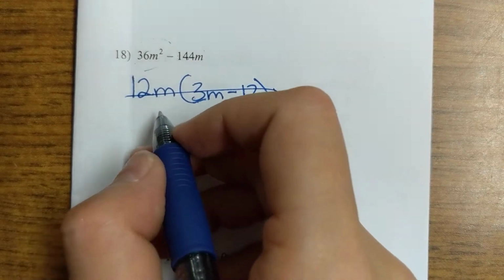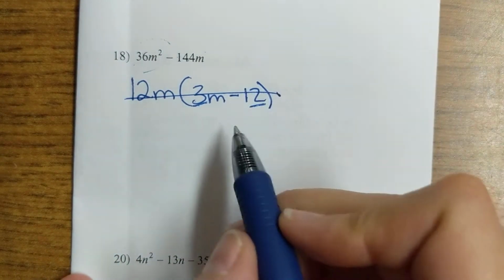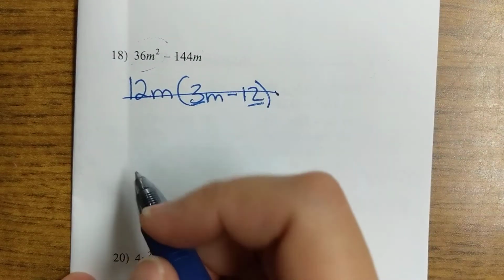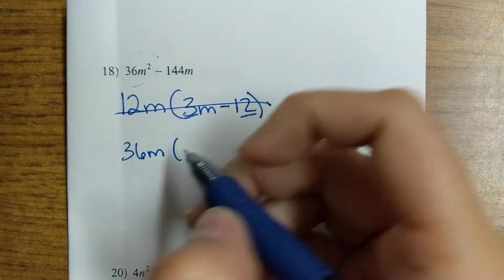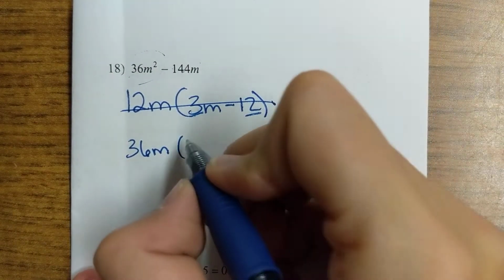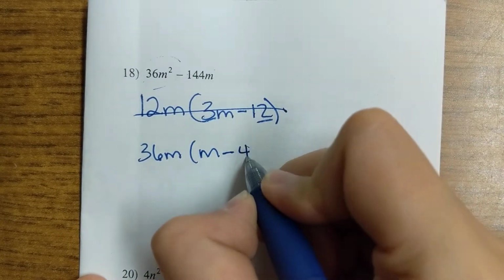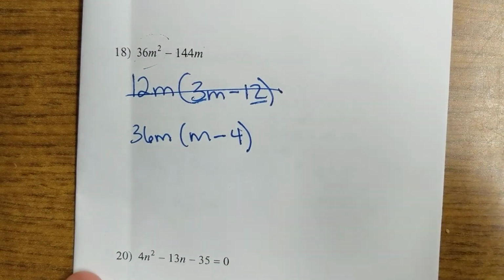All right, so I'm not going to take out a 12m. I'm going to actually take out a 36m. But when I saw that, that's how I automatically knew that I hadn't factored completely, and that can help you catch any mistakes sometimes. So 36m, so this is just m minus 4. Wow. Okay, and you're done.